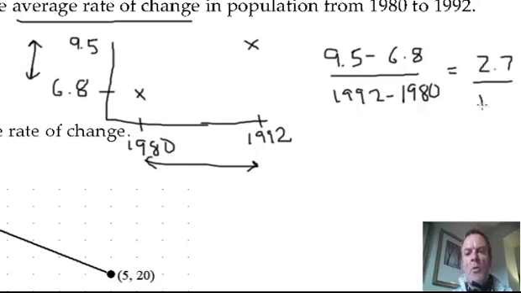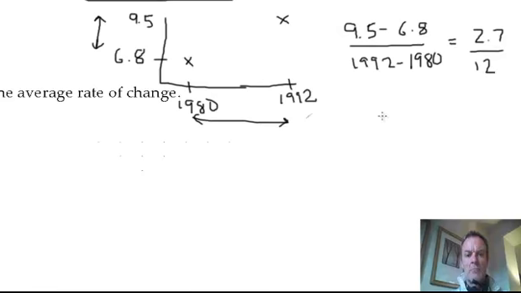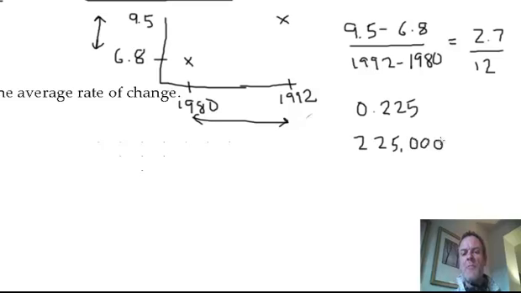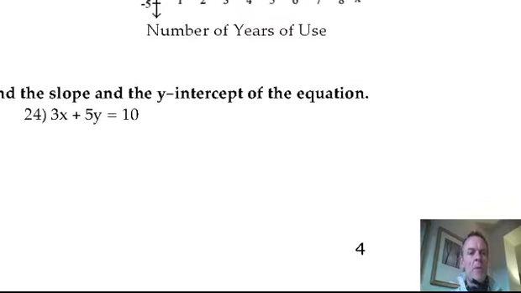over 12. If I put 2.7 divided by 12 in my calculator, I will get 0.225. So what that means is, in terms of millions, that's 0.225 million people per year increase in population, or if you think about it, that's 225,000 people per year. Okay, here we go, next one.